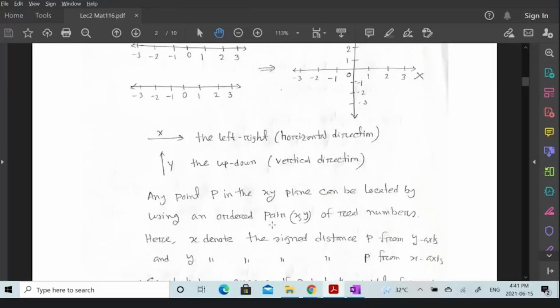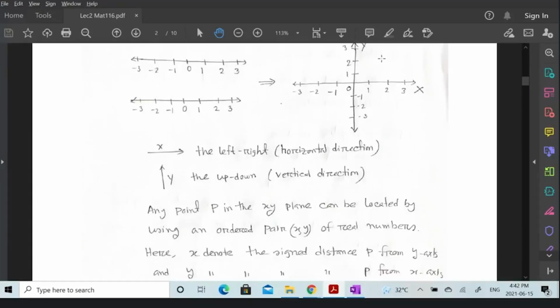I think ordered pair has a Bangla term, something like that, I might be wrong. Using an ordered pair of real numbers. Of course, it's going to be real numbers because you can also pick a fractional point there. Like if I say (1/2, 3/2), that is a real number, right? It's a fraction point. So that's why it's telling us that the ordered pair should also be real numbers.